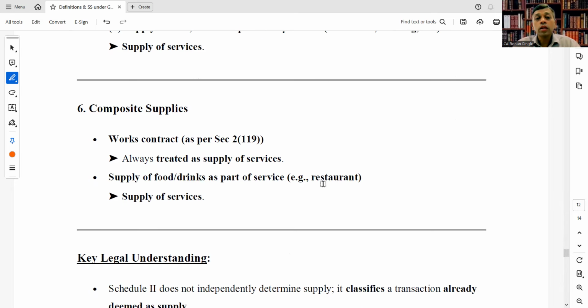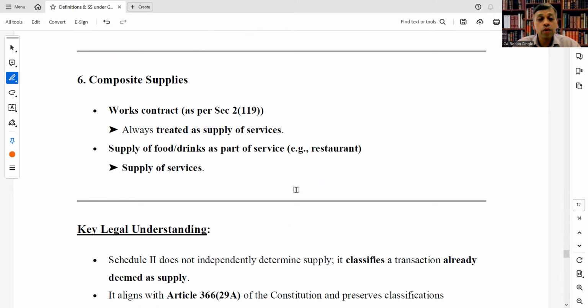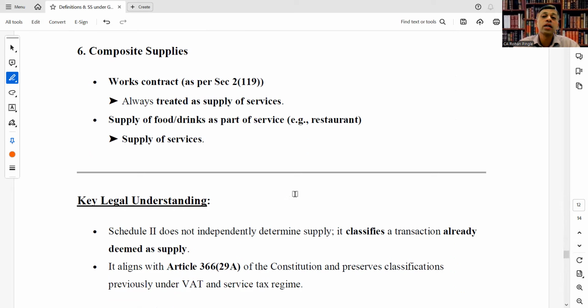Now, in the next five to ten minutes, we will end our first part and we will study composite supply and mixed supply. Okay, let's understand composite supply. Works contract, as per Section 2(119), is always treated as a supply of services. Supply of food or drinks as part of a service, for example a restaurant, is a supply of services.